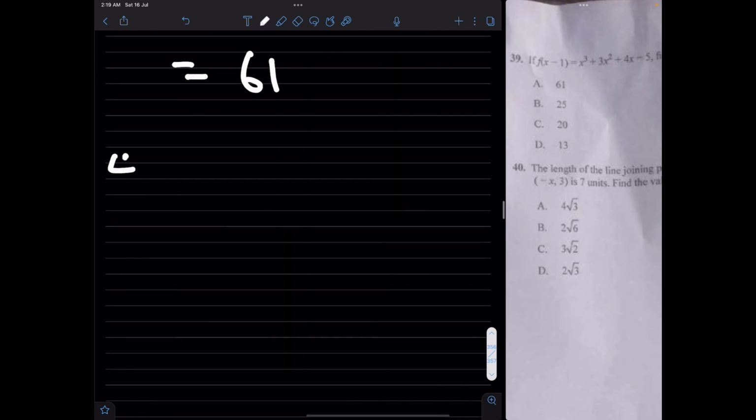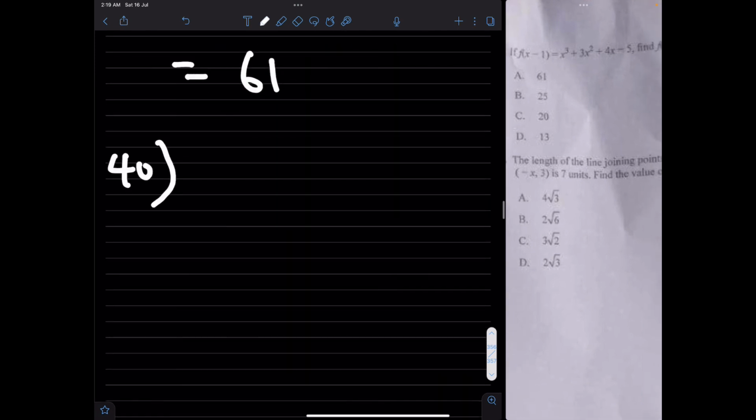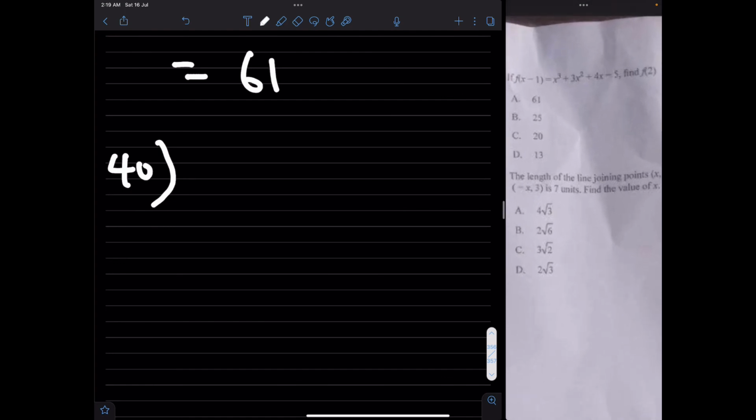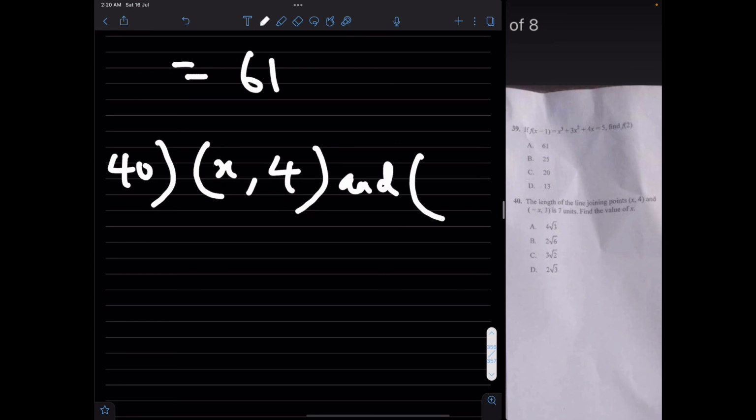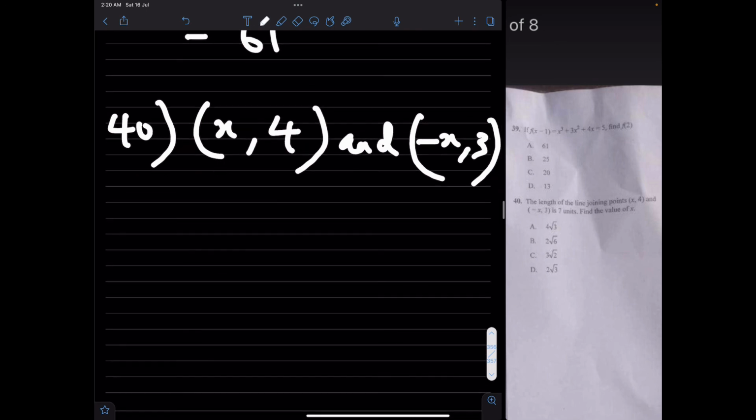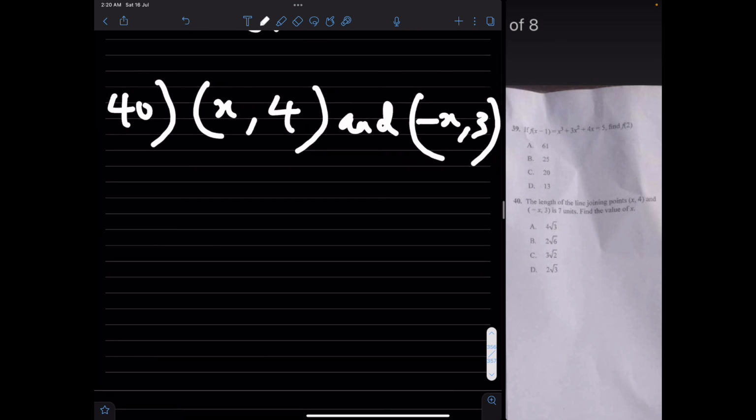Now we go straight to number 40, which is the last one. The length of a line joining 2 points. The first has coordinates x, 4 and the other has coordinates minus x, 3. The length of the line joining them is 7. Find the value of x.